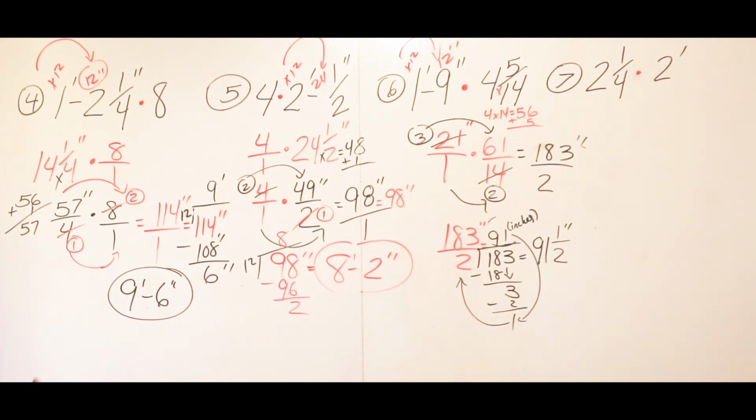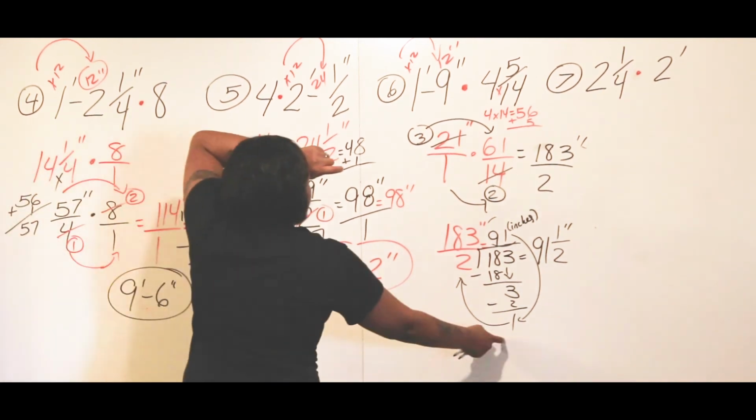An improper fraction is going to give you a whole number of inches. It's not going to give you feet until you have received 12 or more inches. And then you get the feet. You've got to get the inches first. You don't take that 91 and turn it into feet. So, we got 91 and a half inches.